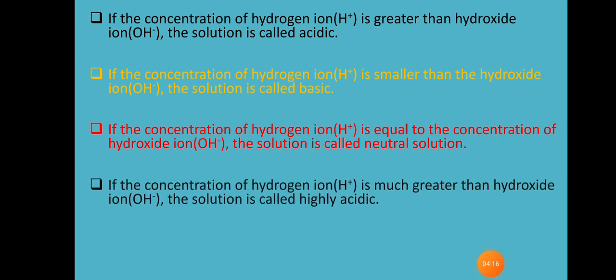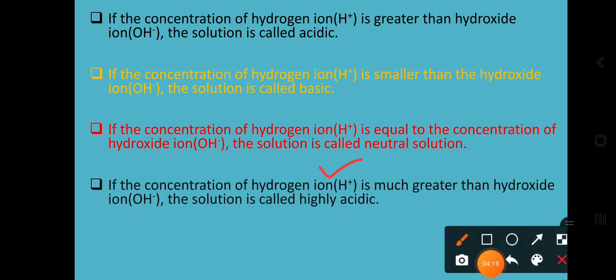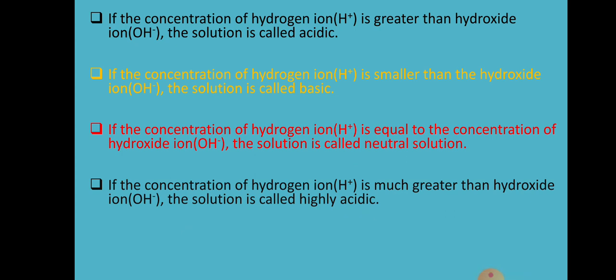If the concentration of hydrogen ions is much greater than the hydroxide ions, then it is called highly acidic. Dear students, why am I focusing on this concept? Because such questions can be asked in multiple choice questions, so keep it in your mind. The numbers will be given to you, and you have to analyze whether the solution is acid, base, highly acidic or highly basic. This concept you must know.